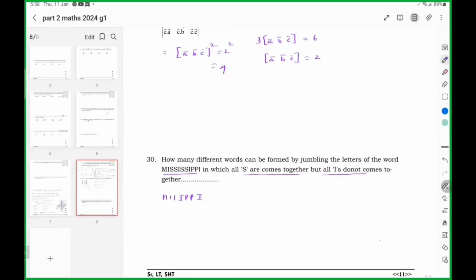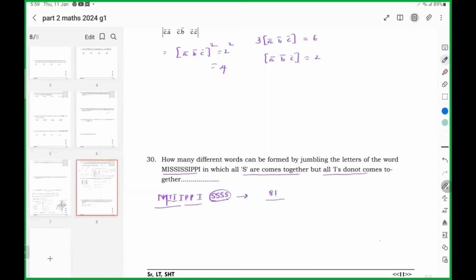I will write MISSISSIPPI. 4 plus 3, 7 plus 1.